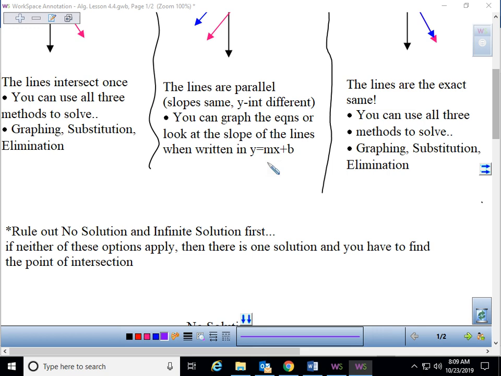But if you have checked, hey, are the slopes the same? Answer's no. Okay, let's move on. If you see, wait a minute, these two lines are the exact same thing, then it's infinite solution and you're done. But if neither of those options work in your problem, that automatically means you have one solution. I don't want you to just tell me there's one solution. I want to know what it is. What is that point of intersection? You can use graphing, substitution, or elimination that you'll see tomorrow to figure it out.